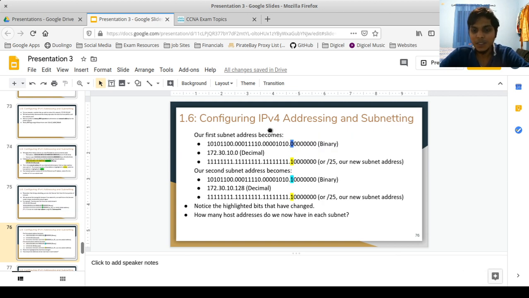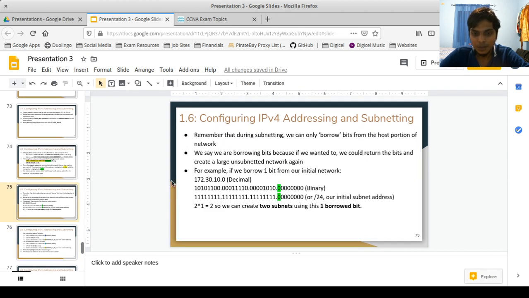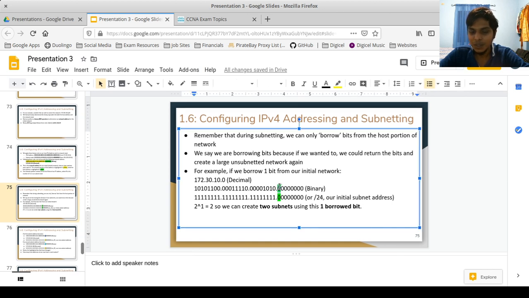So our first subnet address becomes this, with a 0 there. Remember, the numbers we're highlighting here are the numbers that we borrow. First off, notice that we borrowed 1 bit to create our subnet mask. That was the whole thing we were doing here, right? We're creating subnets from our big network, and to do that we need to borrow bits from the host portion. We're saying to start with we're going to borrow 1 bit from the host portion. We can't mess with anything here. We can only mess with these 8 bits here, and we started from the left.